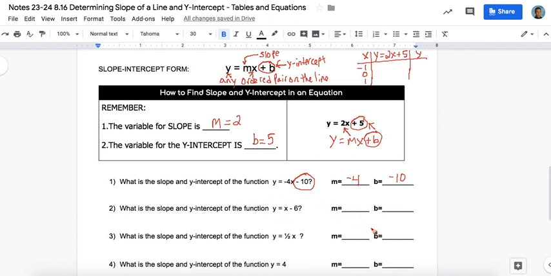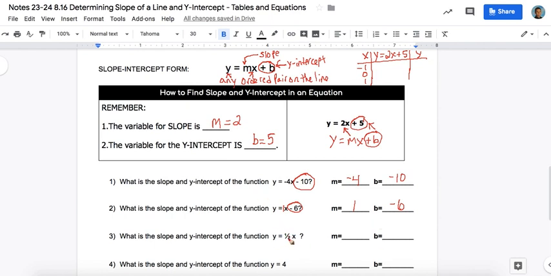Number 2, what is the slope and y-intercept of the function y equals x minus 6? Well, if there's no number in front of the x, I call it a 1. So we're going to put a 1 for the slope. And the ending is the y-intercept. So it ends with minus 6, so therefore y-intercept is negative 6.